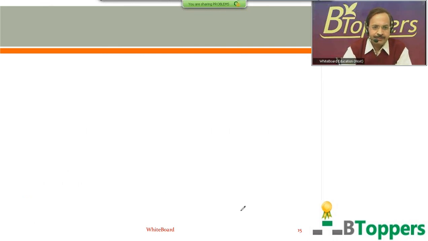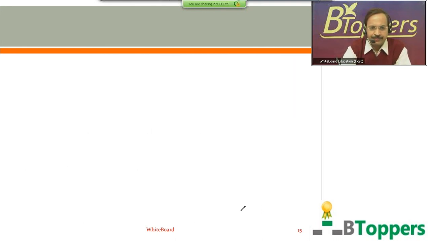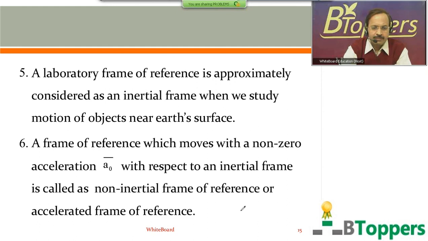Next point I would like to show on the screen. In case you need more time to copy these points, you can pause and copy the points. 5th point: a laboratory frame of reference is approximately considered an inertial frame when we study the motion of objects near the Earth's surface. A frame of reference which moves with a non-zero acceleration a naught bar with respect to an inertial frame is called a non-inertial frame of reference or accelerated frame of reference.